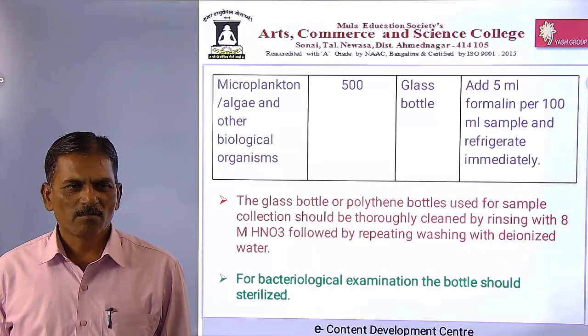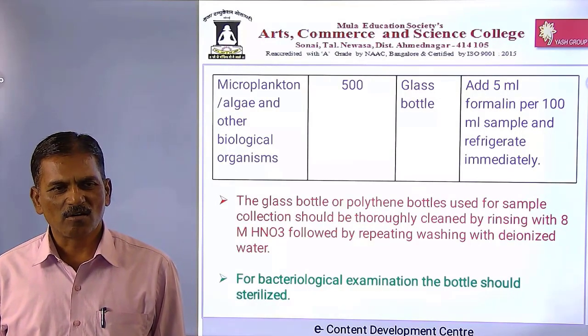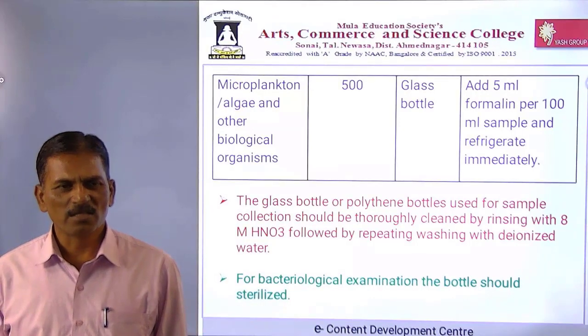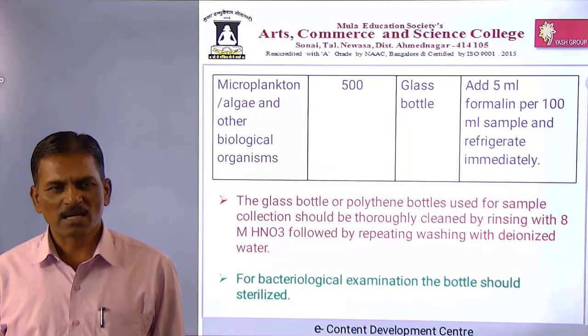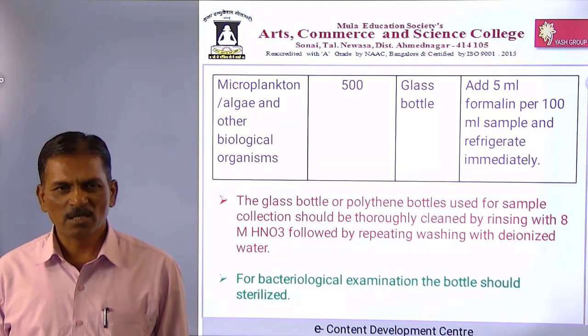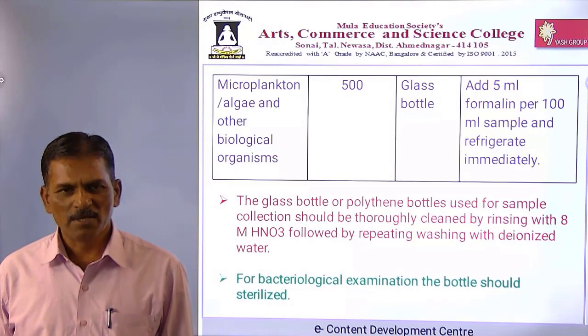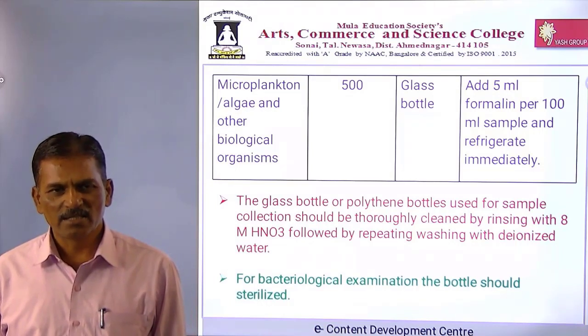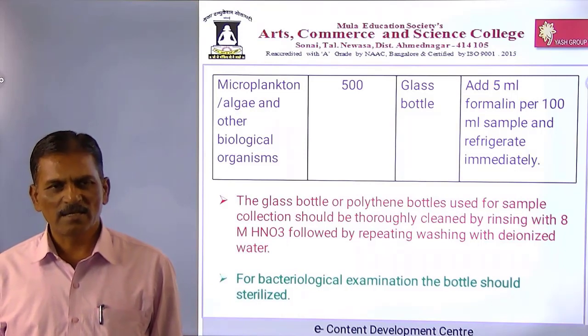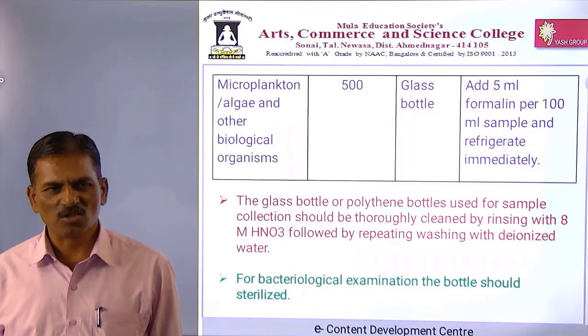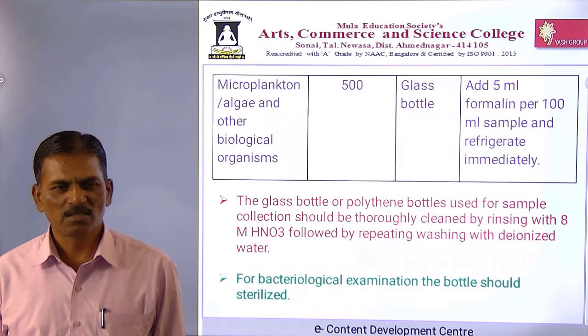Next parameters, microplankton or algae and other biological organisms. Maximum sample is 500 ml. Container is a glass bottle. In that glass bottle, add 5 ml formalin per 100 ml sample and refrigerate immediately. So these are the parameters and sample collection methods for the analysis of various parameters of the water sample.